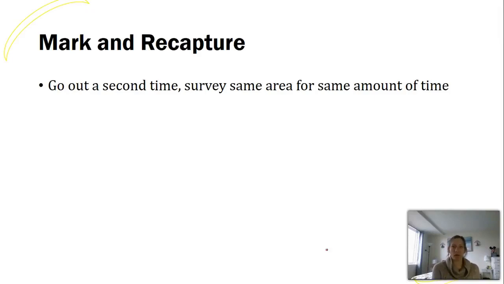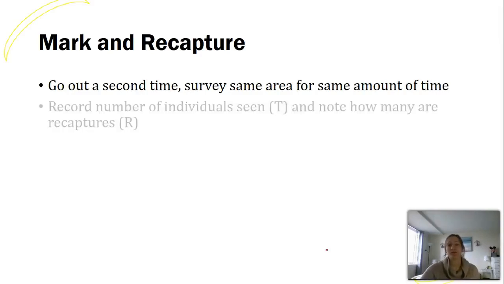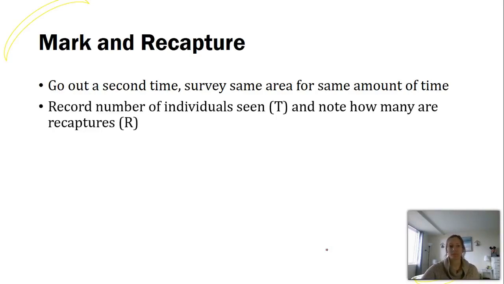If I'm out there 1 hour one day and 5 hours the next day, well, that's not going to be very equivalent, right? I spent 4 extra hours searching for them. So same time, same area, try to keep as many variables the same as possible. And I'm going to do the same thing. I'm going to look for more salamanders. Can I find that same species of salamander?